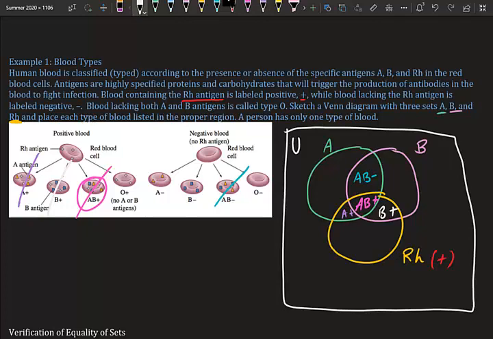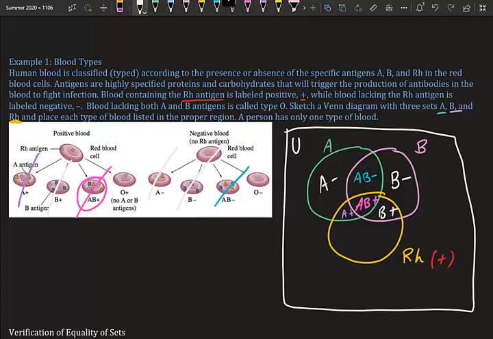All right, now we have A just by itself. I'm talking about this region right here. Since A is by itself and it's not part of the positive bubble, this is A negative. So this makes this B negative.